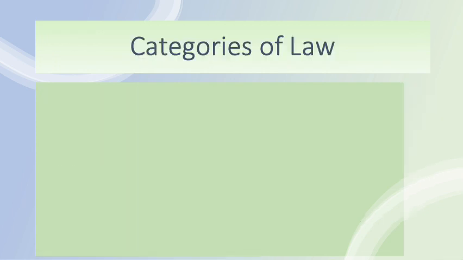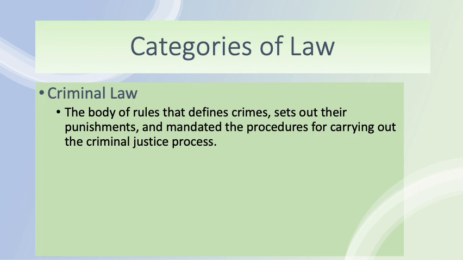So there are two main categories of law: criminal law and civil law. Criminal law is defined by your textbook as the body of rules that define crimes, set out their punishments, and mandate the procedures for carrying out the criminal justice process, okay?